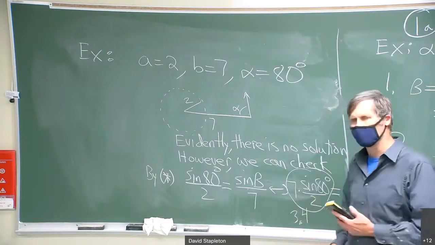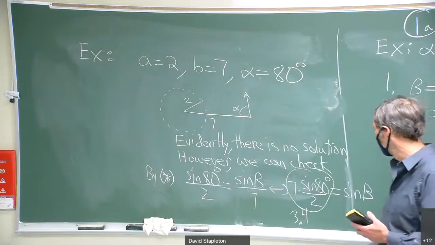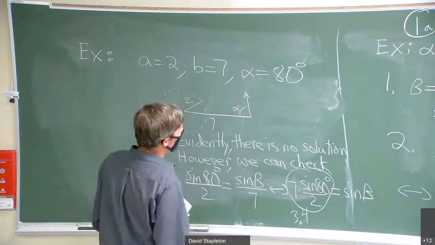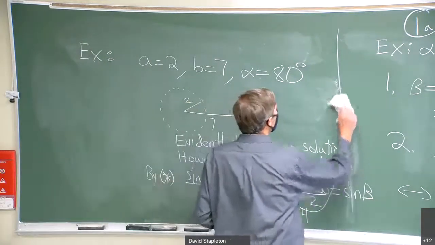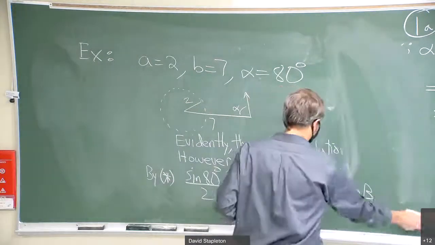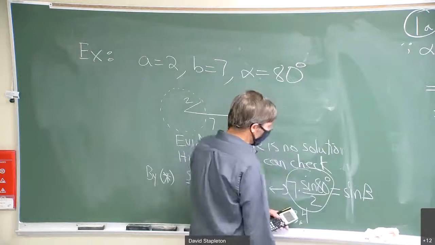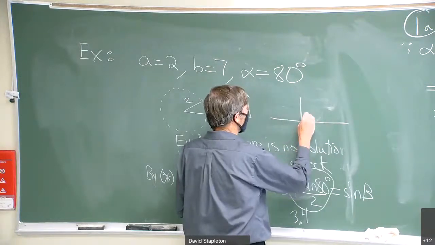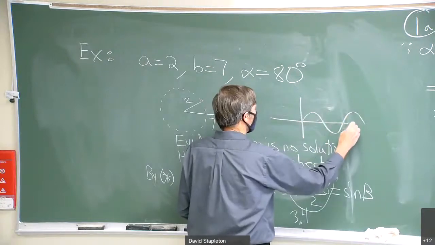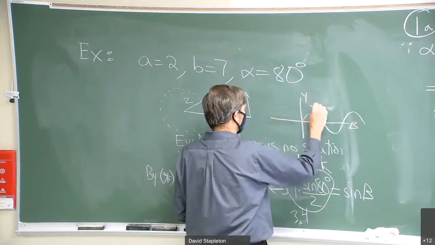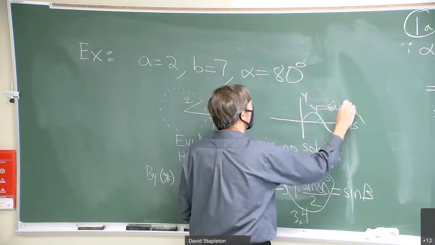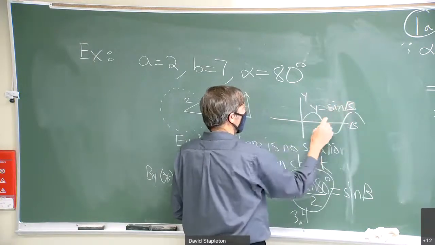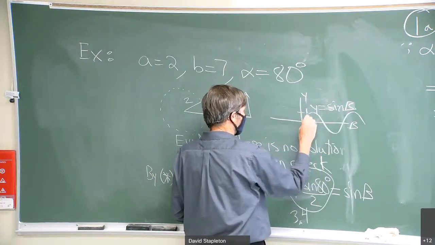How do I know that has no solution? This is an important point. It'll save you a lot of work sometimes. Sine of an angle is always a number between plus and minus 1. Remember, it's a graph that looks like this. Here's beta, here's y. This is a graph of y equals sine beta. And it goes up as high as 1 and down to minus 1.